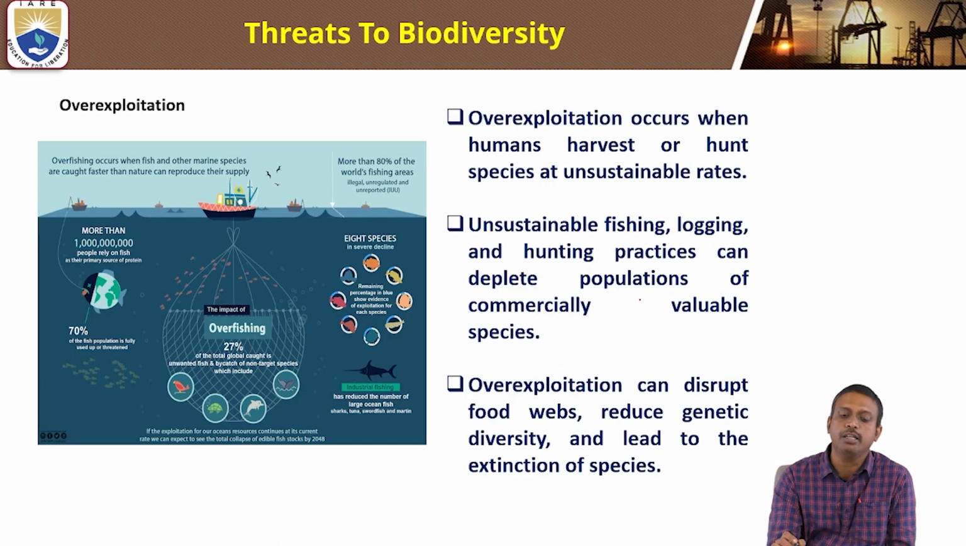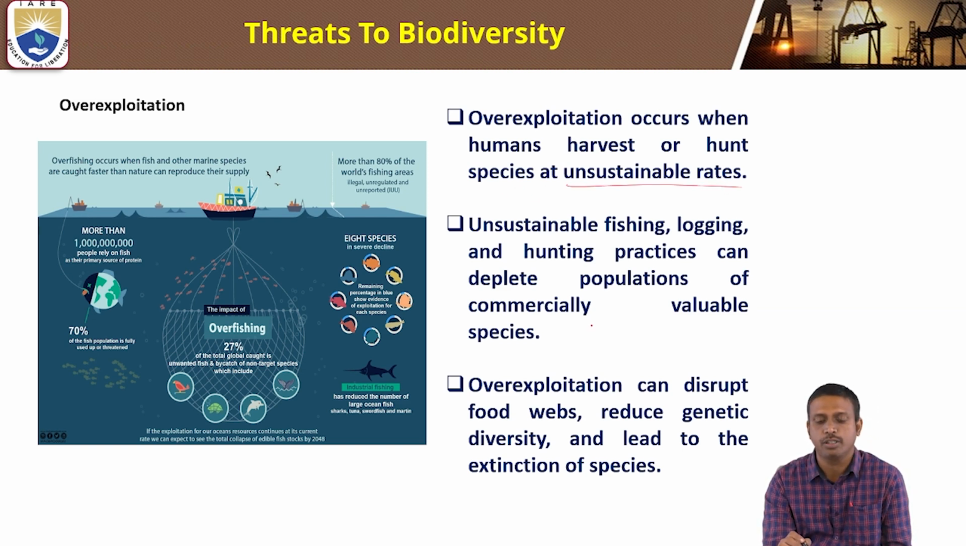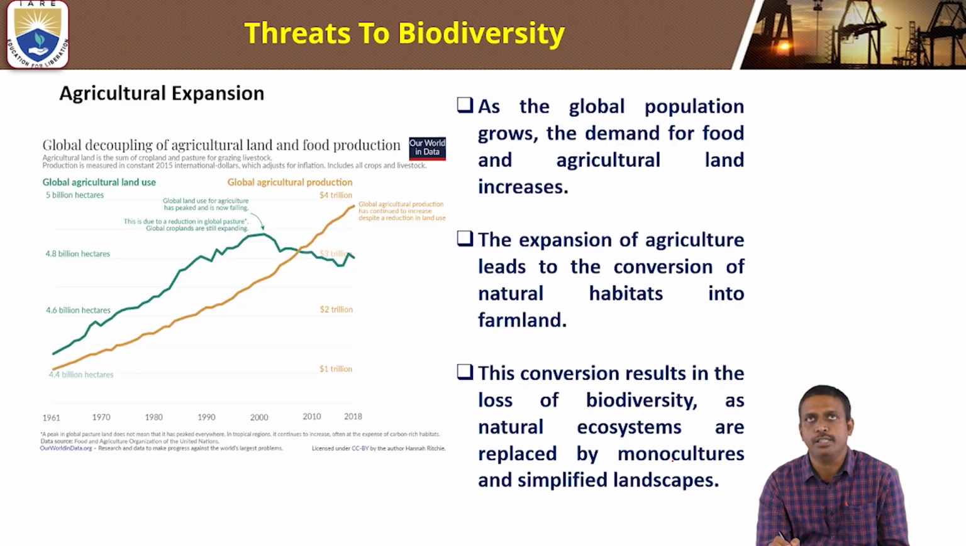Overexploitation. Overexploitation occurs when humans harvest or hunt species at unsustainable rates. Unsustainable fishing, logging, and hunting practices can deplete the populations of commercially valuable species. Overexploitation can disrupt food webs, reduce genetic diversity, and lead to the extinction of species.